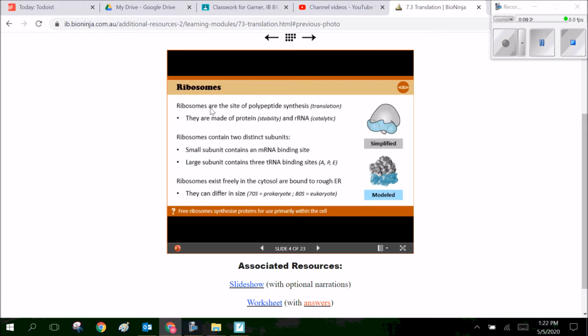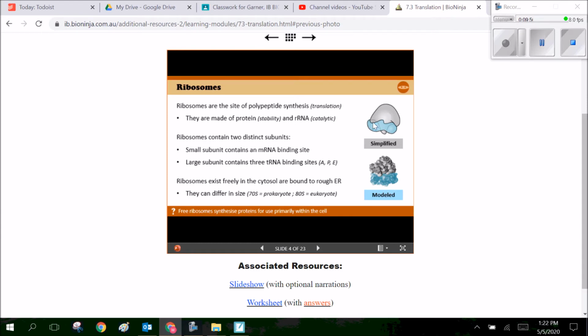So we're going to start with the ribosomes. Ribosomes can either be floating free in the cytoplasm, or they can be attached to the endoplasmic reticulum, or the ER, the rough ER specifically. Basically, ribosomes are little factories, and they're the sites where proteins are actually made. They are made partially of protein and RNA, so they're a combo.